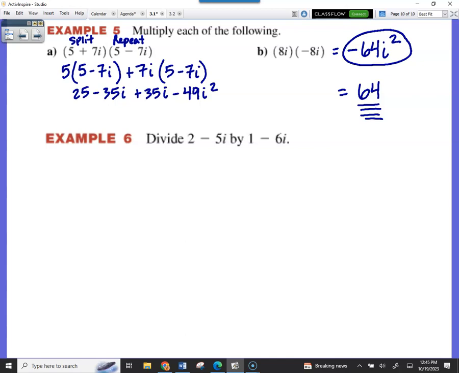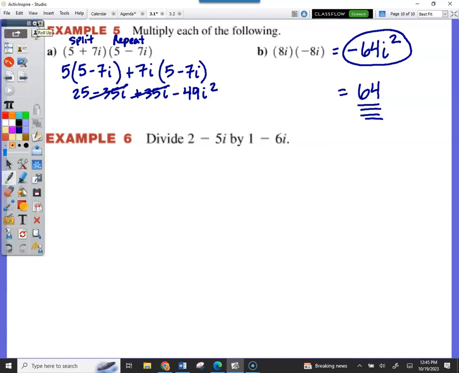What happens in the middle? If they don't cancel, something's wrong. Because like Landon answered, when you're multiplying a difference of squares, the middle term cancels. So keep that in mind, that's a checkpoint. And then we have something to clean up over here. We have i squared, the number, and the sign, and that becomes positive 49 instead. So now I can see I have 25 plus 49, which is 74.